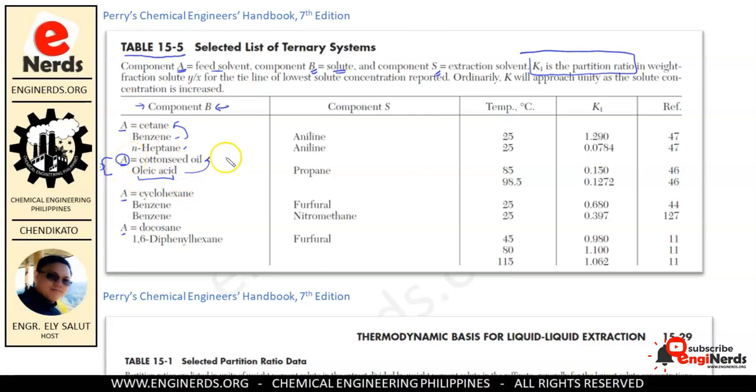So there we can see it. For example, if the given is oleic acid dissolved in cottonseed oil, then this is it. And what is the extraction solvent? It's what is on the right side. So this is the extraction solvent. When that is our given, you can see here our partition ratio. That is the partition ratio we will use when we are solving problems.